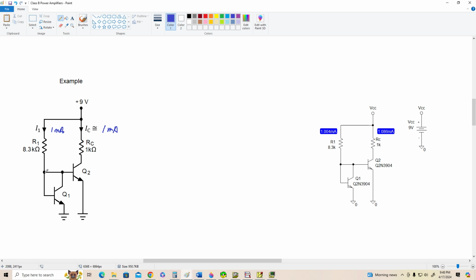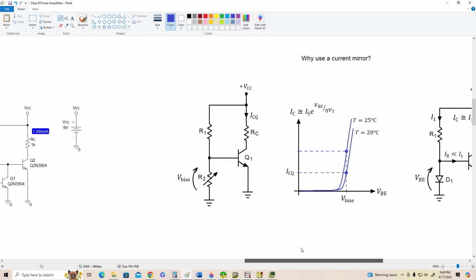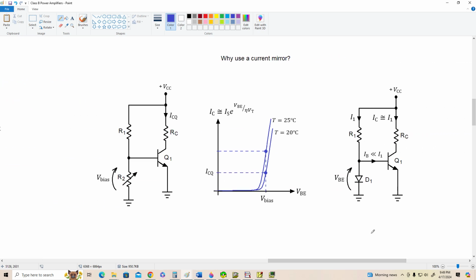Now you might be thinking, why not just put a resistor over here in place of the transistor? And we're going to take a look at that right here. Why use a current mirror? All right, why not just stick a variable resistor here and trim it till we get the collector current we want? Well, let's say we do that. We set ICQ to some value and the transistor warms up a little bit.